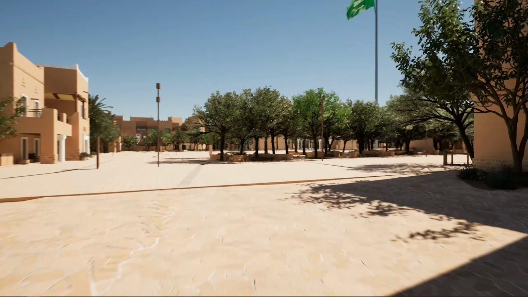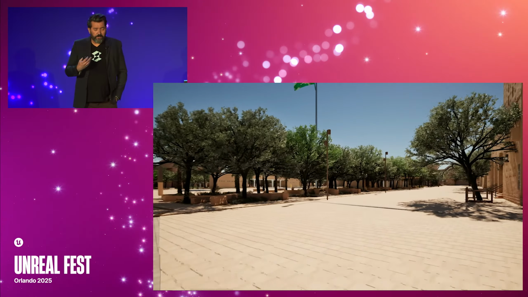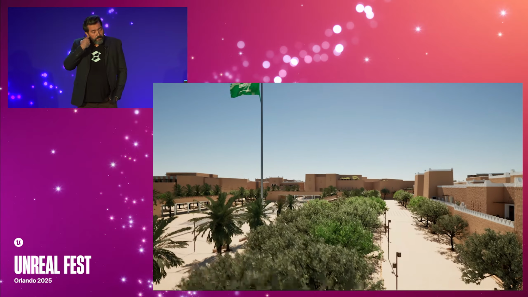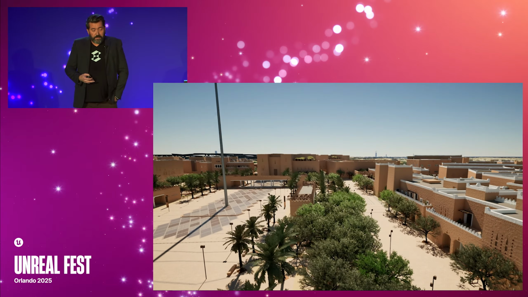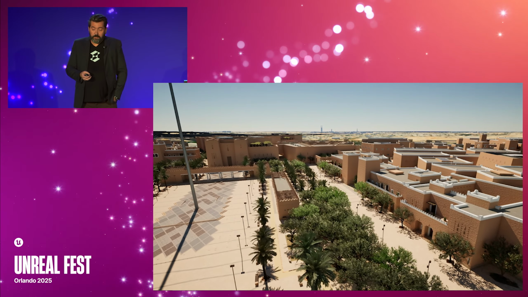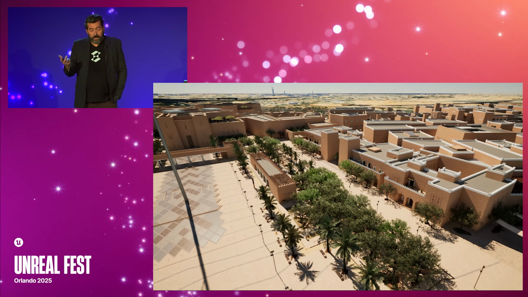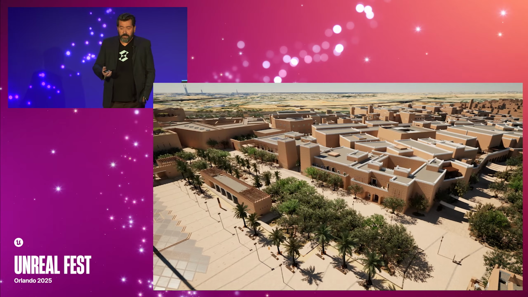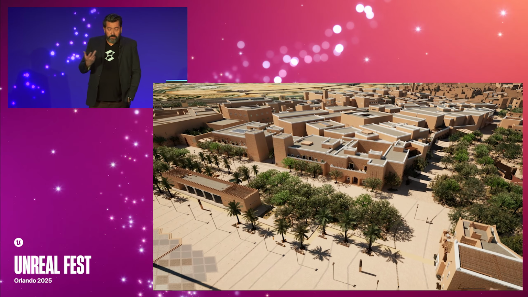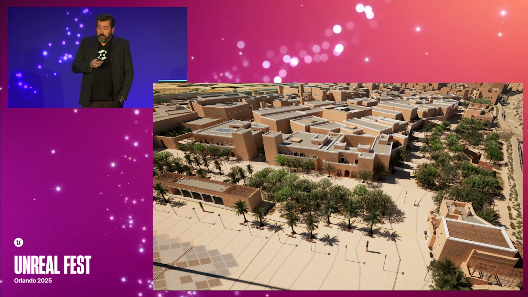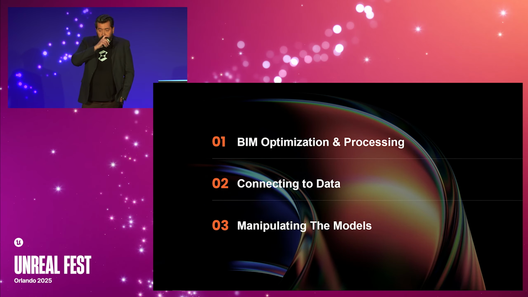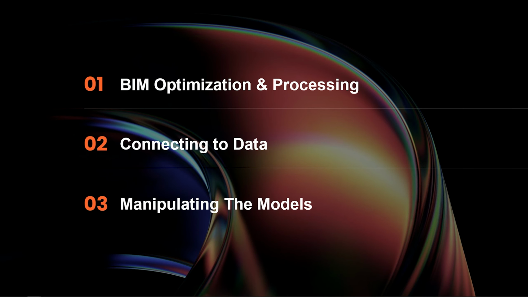Of course, all the design information, material libraries, foliage libraries, et cetera, all of that is getting specified by the design team and getting generated dynamically based off that data and replaced in Unreal with higher res assets. So I'm going to touch on 3 major topics today. First one being BIM optimization and processing. The second one, connecting to the data, and then manipulating the models based off that data.